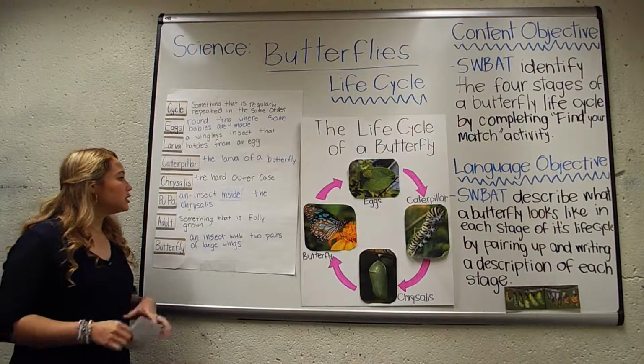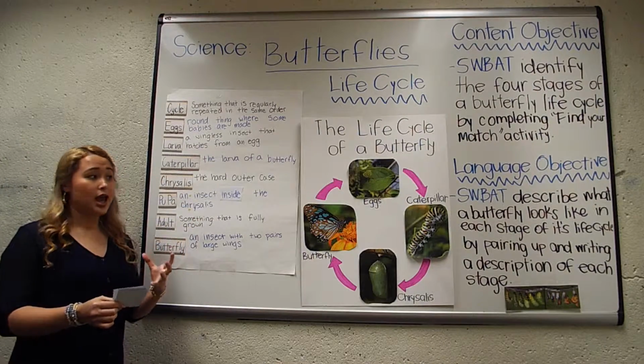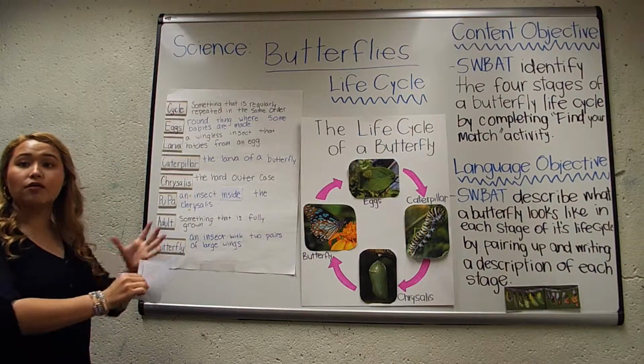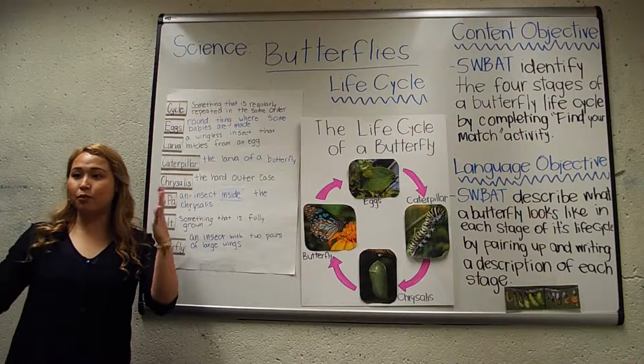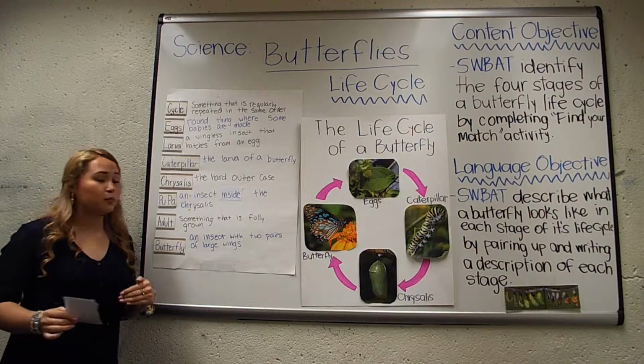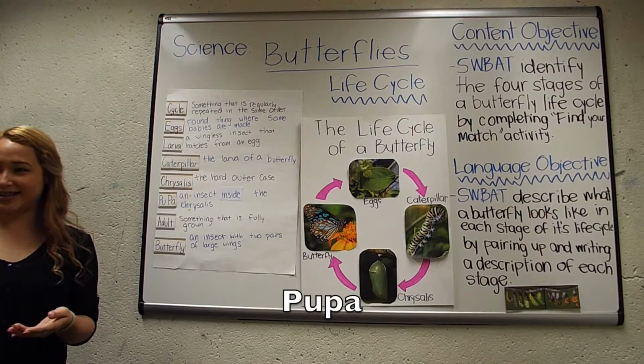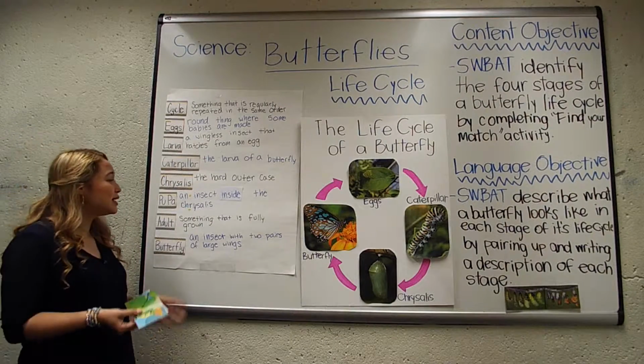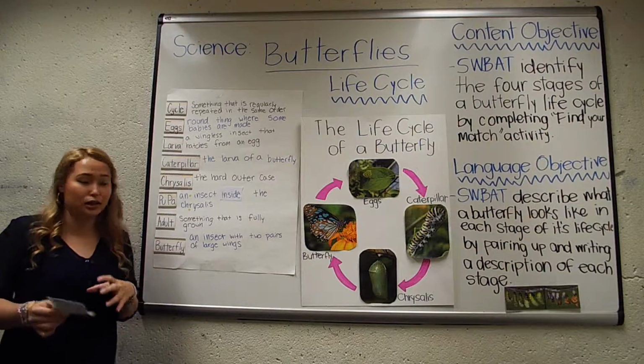Chrysalis. So the chrysalis, the hard outer case. And in a couple of minutes, we're going to go over with the pictures so we can have a more visual image of our words. The next word is pupa. Pupa. Very good. So the pupa is an insect inside the chrysalis.